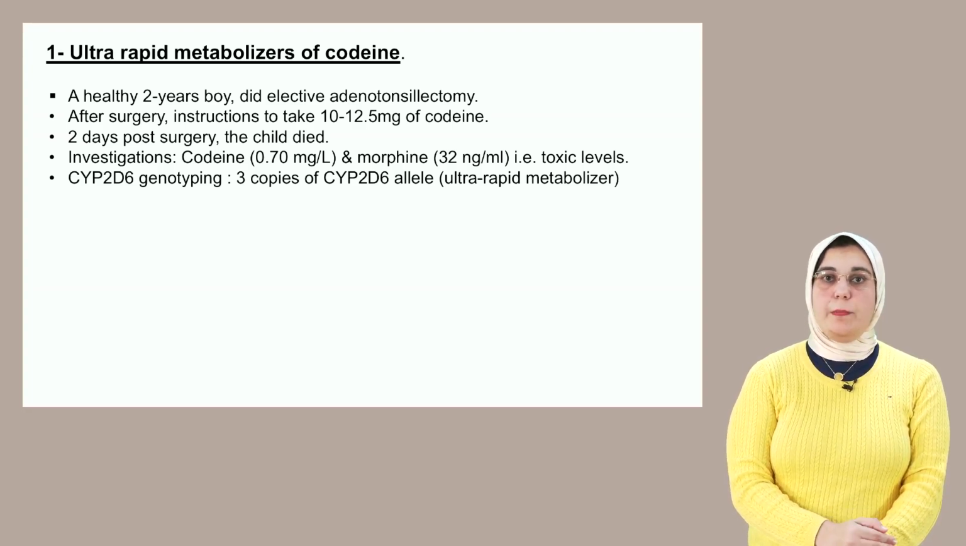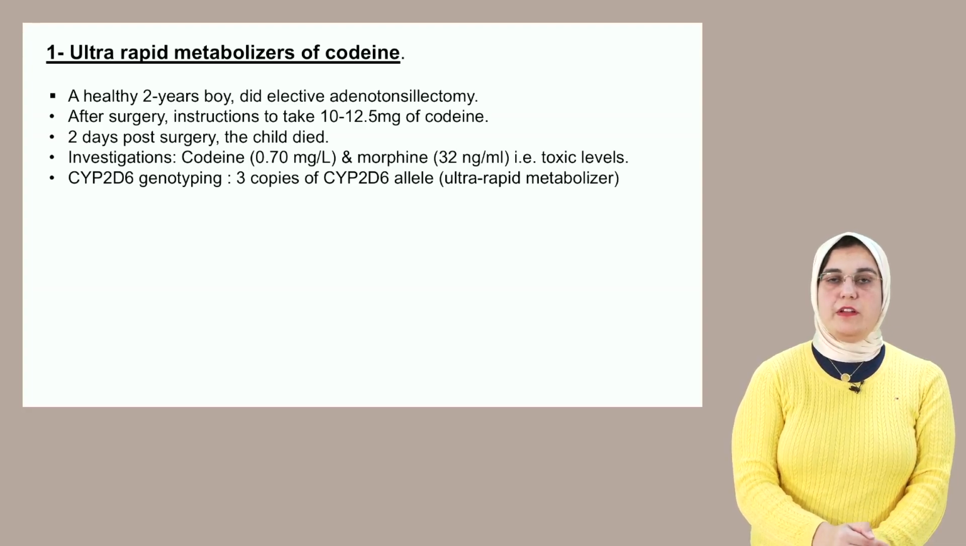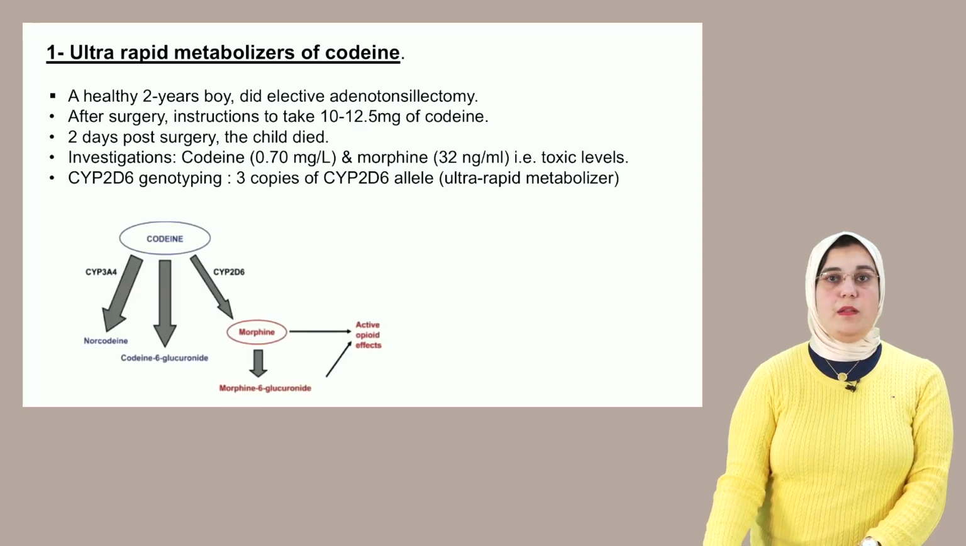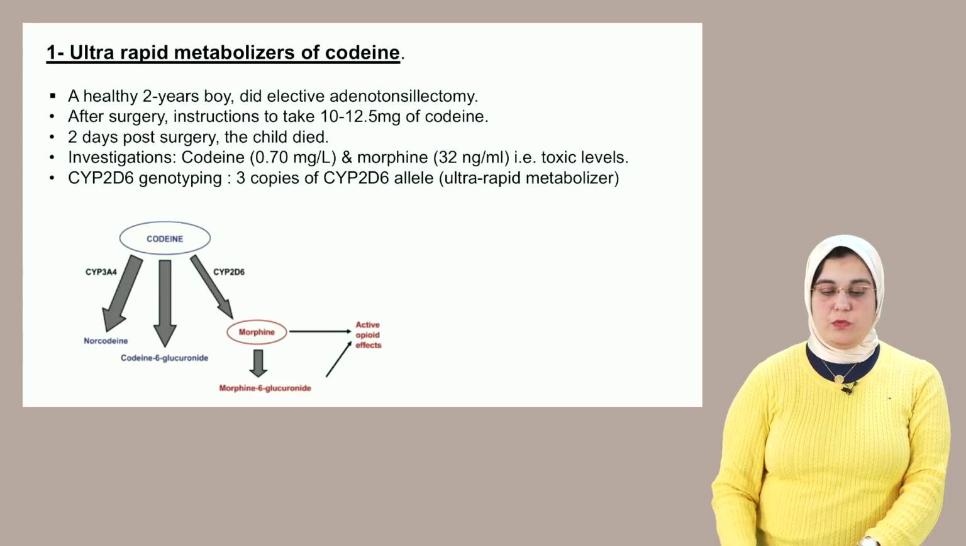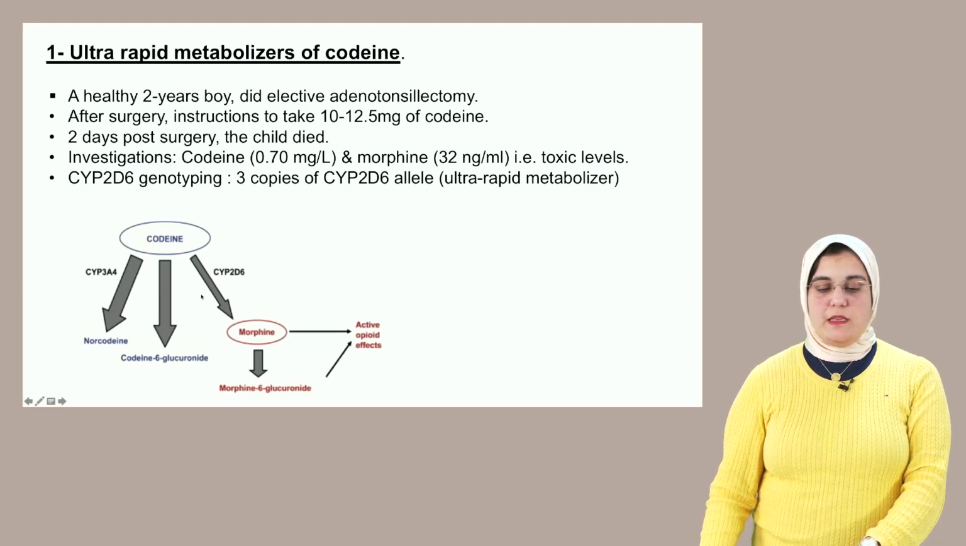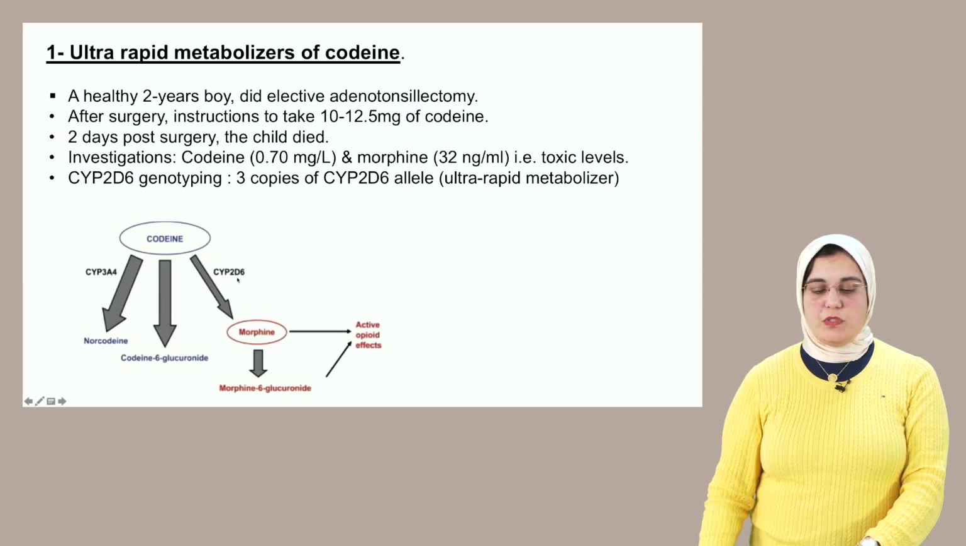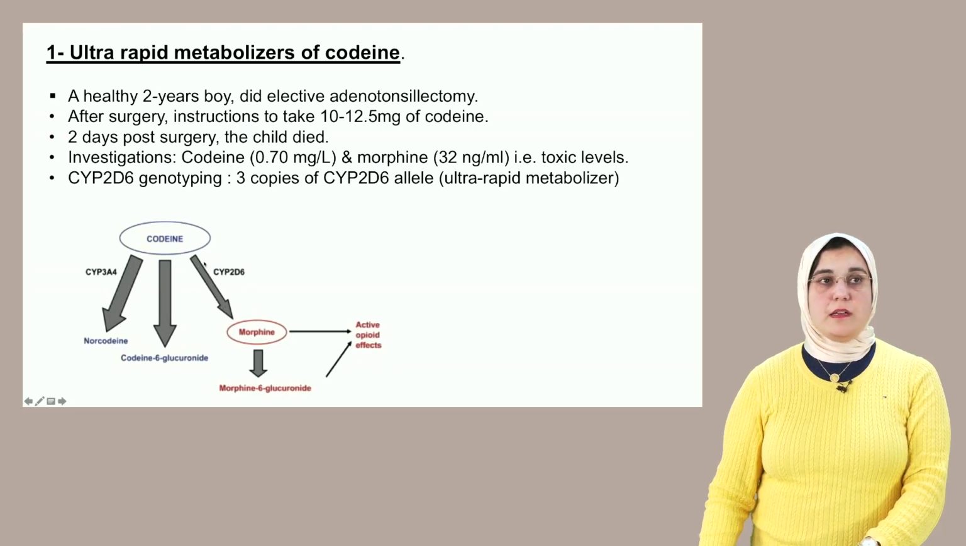It means these copies of the enzymes work very, very fast. So they break down codeine very, very fast. But what is the problem of that? It should decrease the effective action of codeine. But what happened? As you can see, there are 3 types of enzymes which break down codeine: cytochrome CA4 and another enzyme and cytochrome 2D6. What happens if we have a very, very fast action of cytochrome 2D6?